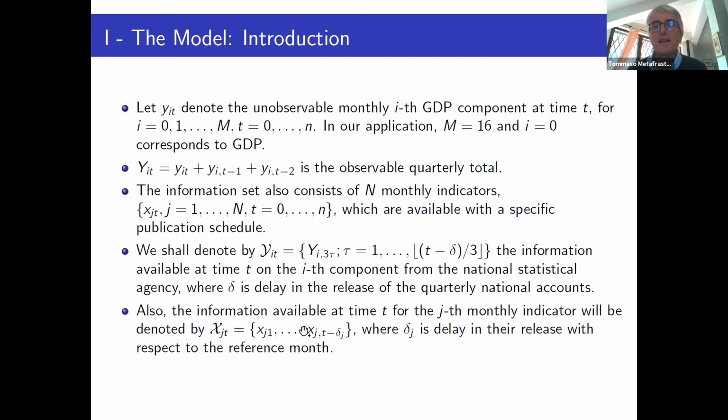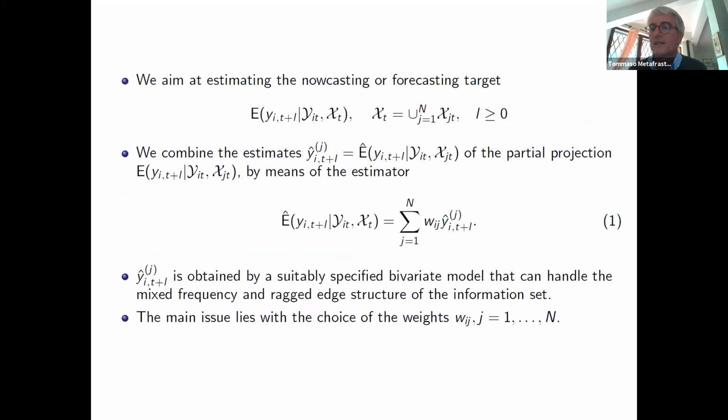So what we ultimately aim at is the projection of the nowcast and the forecast of monthly GDP and its components on all the available information. All the available information encompasses what is available to us from the Italian national accounts and from a set of monthly indicators collected and monitored by the Ministry of Economic Finance. So that's the full information set, and each monthly indicator provides information such that the union makes up the full data set.